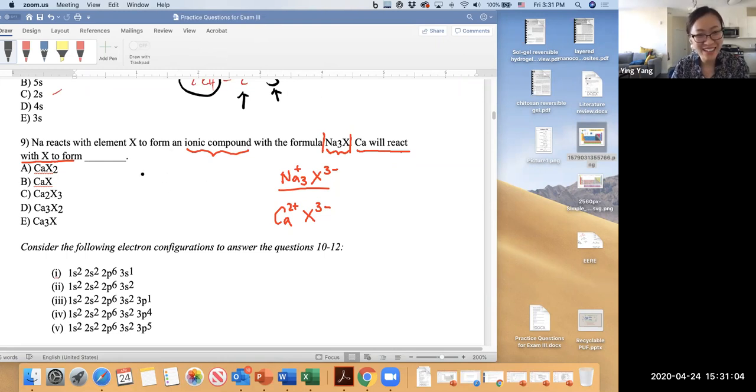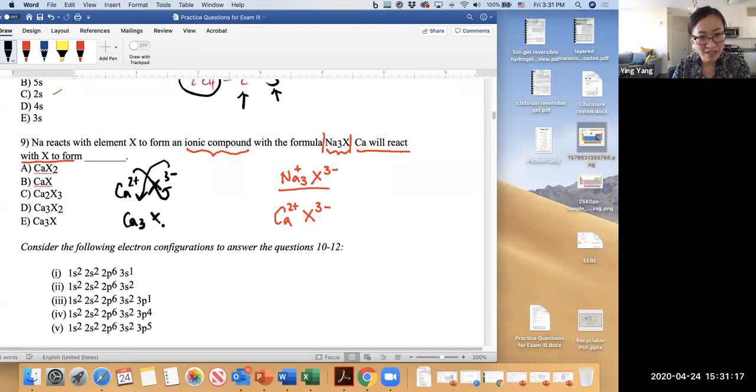Okay, let's come back here. Because this has 2 plus charges and X has 3 minus charges, remember how we did it? We put 3 here, we put 2 over here. So it's calcium 3, X 2. The correct answer is D. Don't pick C here. Sometimes it's tempting, 2, 3, C. No, definitely wrong answer. The correct answer is D. 9, D. Yes. All right.